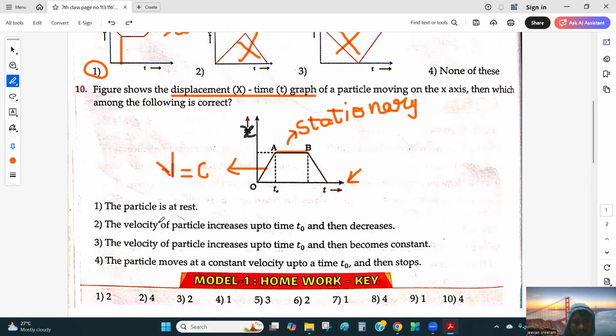Let's see, the particle is at rest? No. The velocity of the particle increases up to t naught? Velocity is not increasing, displacement increases. It's not velocity given. The particle moves at a constant velocity up to t naught and then stops. Yeah, somehow this is correct, and he hasn't talked about after that. So out of the four options given, the fourth is correct.